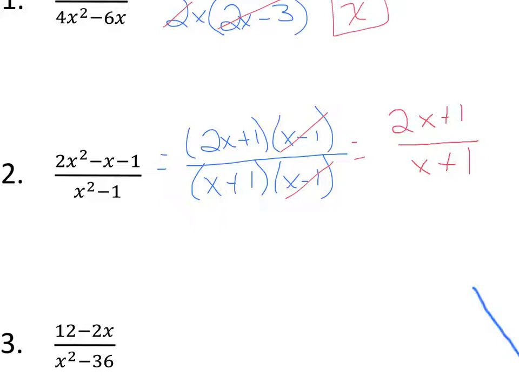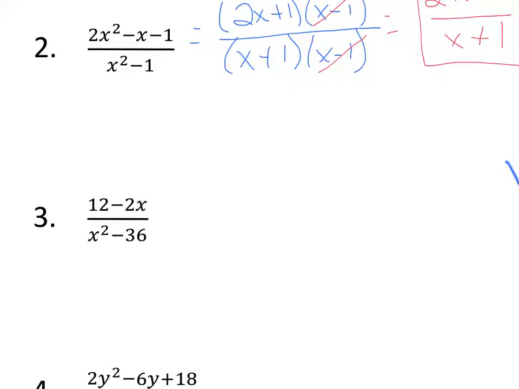And please remember that once you get to this point, you cannot cancel these factors because they're not factors, they're terms. You can't cancel terms. If it didn't cancel back here when you have the factors laid out because they're not the same, you won't be able to cancel these terms over here. So this is your final answer for number 2.